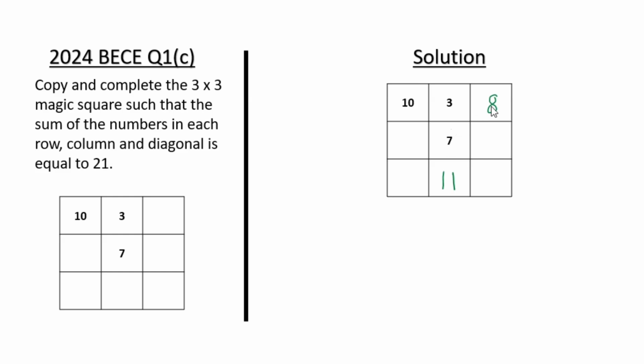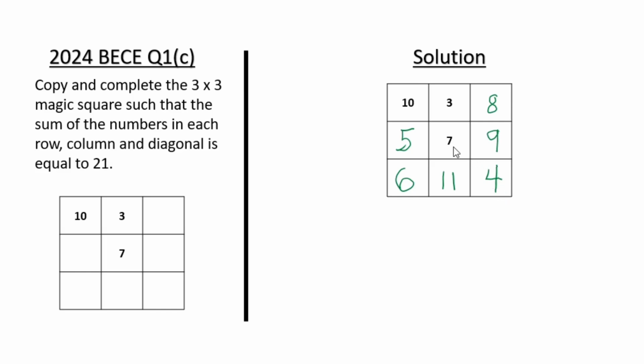Then let's take this diagonal. So we have 8 plus 7, which is 15. 15 plus what will give us 21, and it's 6. Now we can add this. 6 plus 10 is 16. 16 plus what will give us 21, and it is 5. Now 5 plus 7 is 12. 12 from 21 is 9. And let's take this. 8 plus 9 is 17. 17 plus 4 will give us 21.